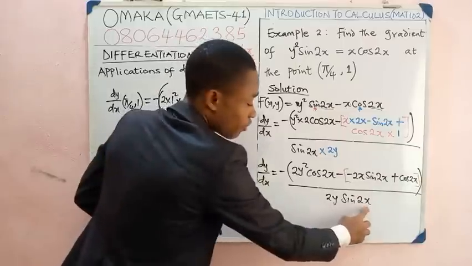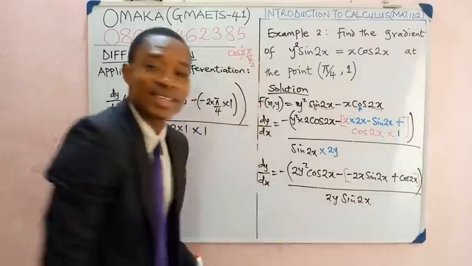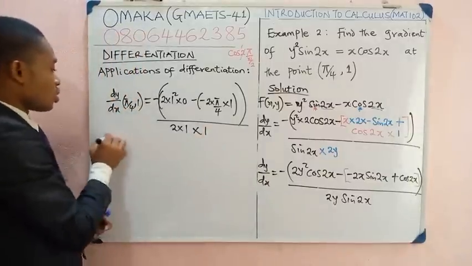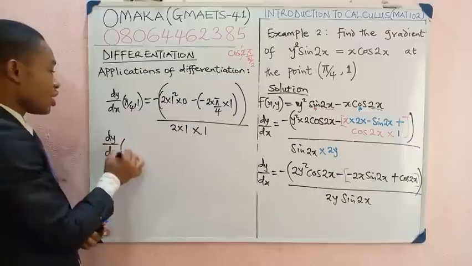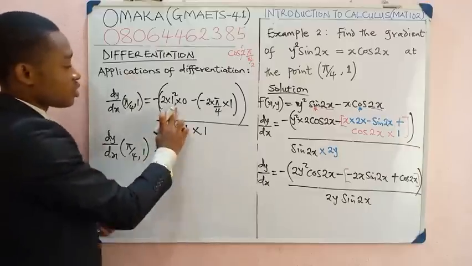Once again, pi over 4. These 2 we cancel that over 4 to give you pi over 2. And then pi is 180 divided by 2, you get 90. Sine 90 is 1. So dy/dx, which is our gradient at the given point pi over 4, 1, is now equal to, all you need to do is to simplify this term.